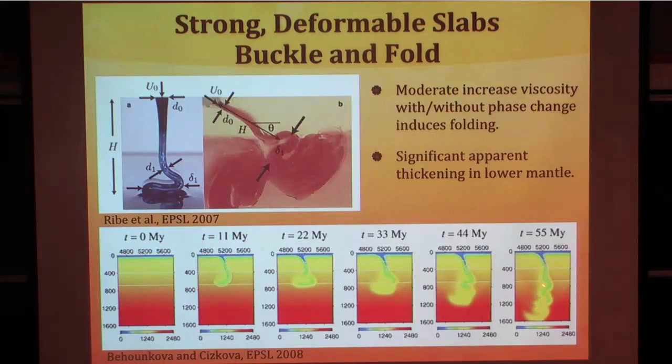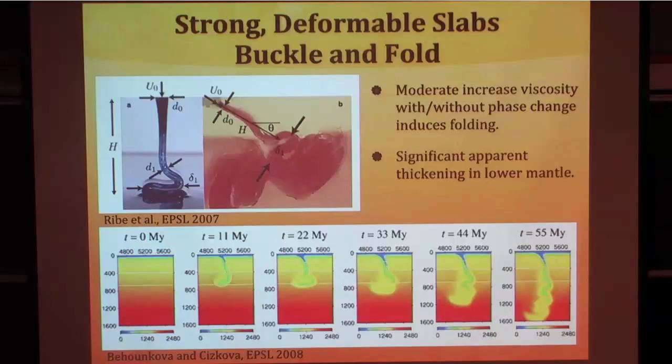Okay. And you can get this in numerical calculations as well. This is just an example from Bahunkova and Siskova. This is their initial condition. Here's 11 million years. 22 million years, you see this buckling. Here they've had multiple buckles, and then it opens up a little bit, and the folding is not as tight. And here's what this part here, right, was up here before. And then it can keep going.